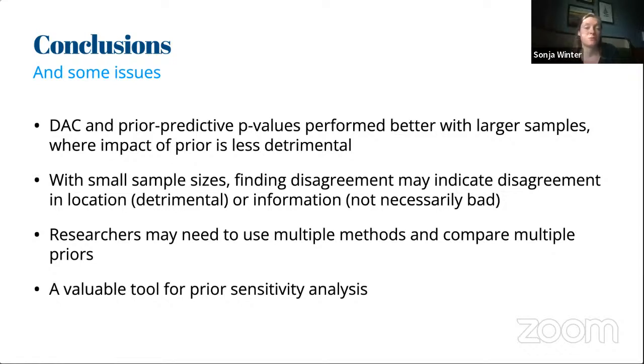I also thought it was kind of disappointing that the DAC and prior predictive p-values performed better with larger samples where the impact of the prior was less detrimental. And if you do find disagreement with small samples, it might indicate disagreement in location, which we saw is detrimental, or it might indicate disagreement in information, which is not necessarily bad, at least not in terms of parameter estimate bias. So my advice is probably using multiple of these methods and maybe comparing multiple of these priors. And in that sense, I think it's a valuable tool for prior sensitivity analysis.